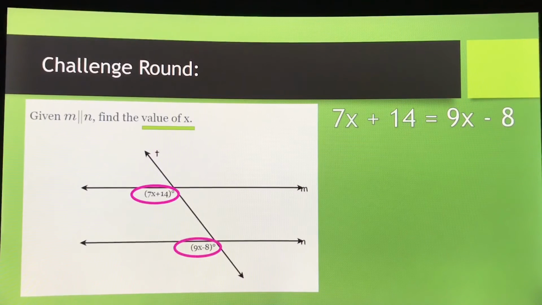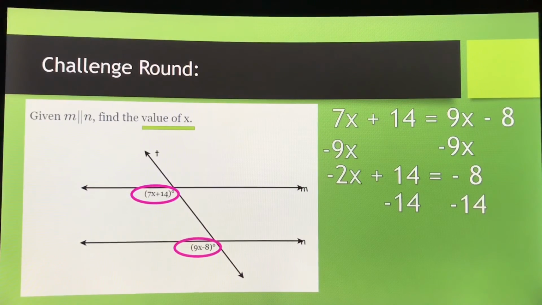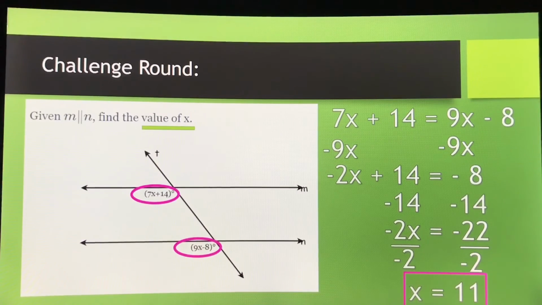If you forgot how to do this with variables on both sides, you can pause this video and come back. There is another video on solving equations on the channel as well. But let's move forward. My first step would be to bring variables to both sides. So I'm going to bring 9x over. I'm going to subtract it from both sides. That's going to leave me with negative 2x plus 14 equals negative 8. Well, you know the next step is to bring the constants to the same side. So I'm going to subtract 14 from both sides, leaving me with negative 2x equals negative 22. I'm going to divide both sides by negative 2 to get x equals 11.